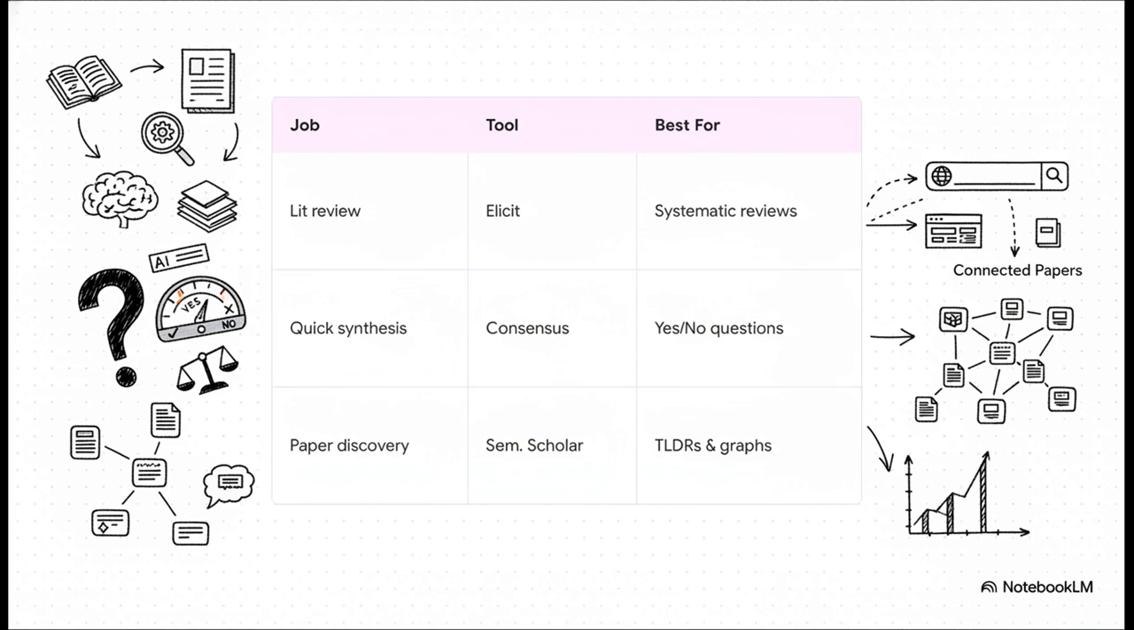It's so handy. And finally, for just general paper discovery, you've got to check out Semantic Scholar. It's totally free, it indexes over 200 million papers, and it generates these one-sentence AI summaries called TLDRs. Plus, it gives you really comprehensive citation graphs so you can see how papers connect.